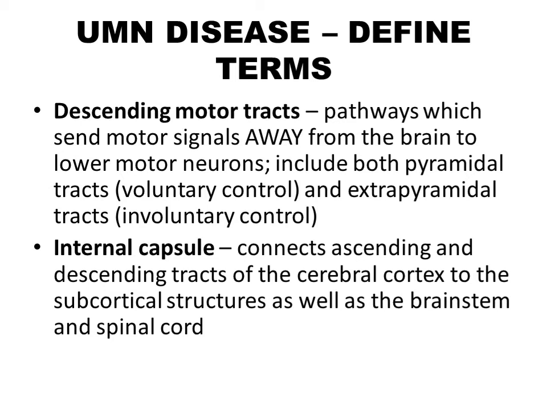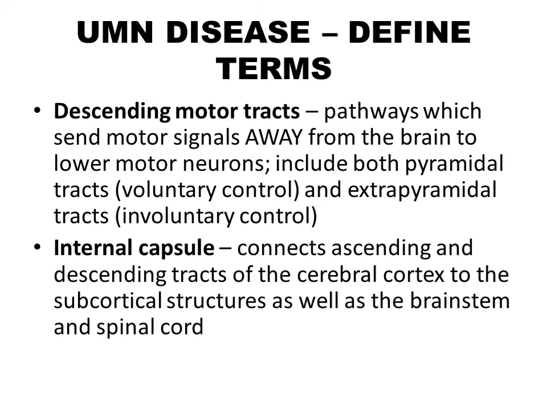In the definition of upper motor neuron disease, the terms descending motor tracts and internal capsule were used. Think of descending motor tracts as the pathways which send motor signals away from the brain to lower motor neurons. These pathways include both pyramidal tracts, which are under voluntary control, and extrapyramidal tracts, which are under involuntary control.